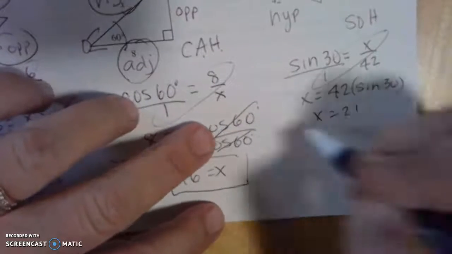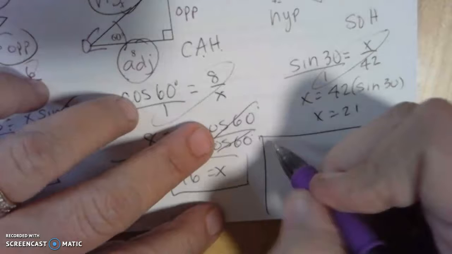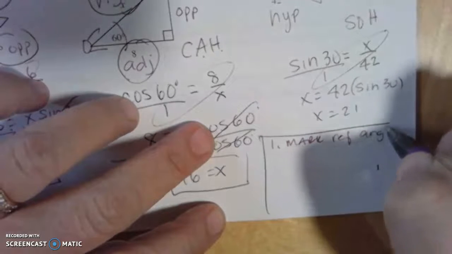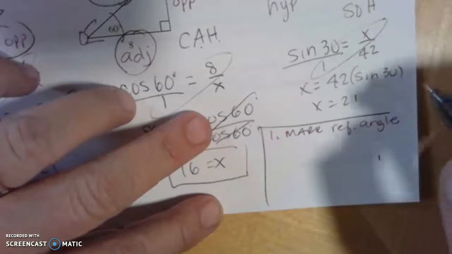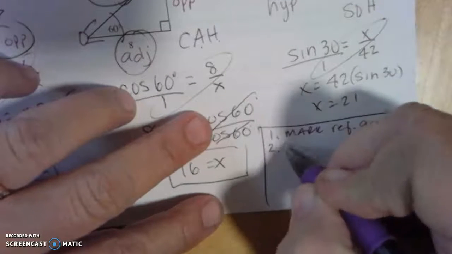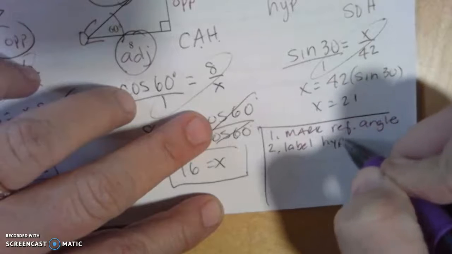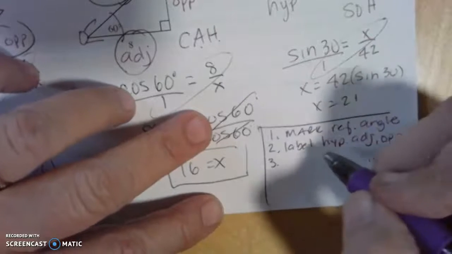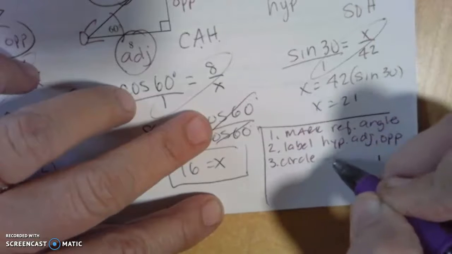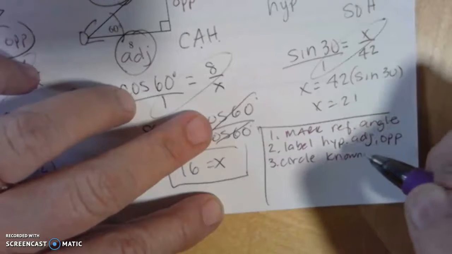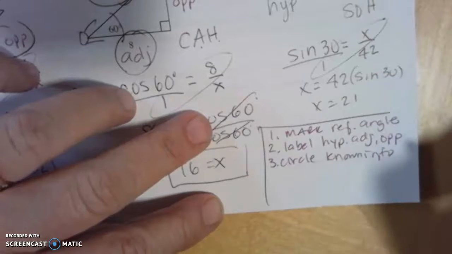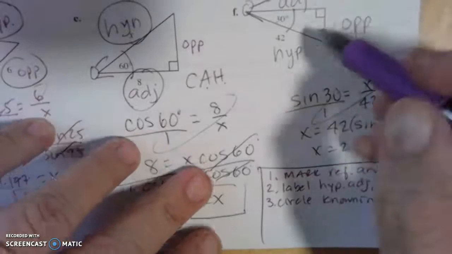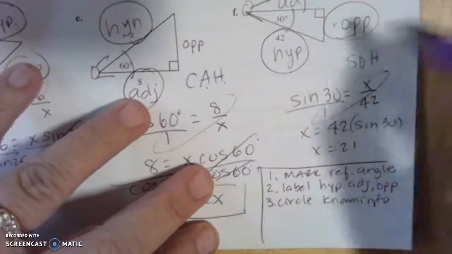So what was it that we did? What were our steps? Our steps were that we marked the reference angle. Then we label hypotenuse, adjacent, opposite side. Okay, and then we circled our known information, right? So what is it that we have? Like in this problem, we had adjacent and hypotenuse. In this one, oh, I didn't circle it, but I have hypotenuse and opposite.